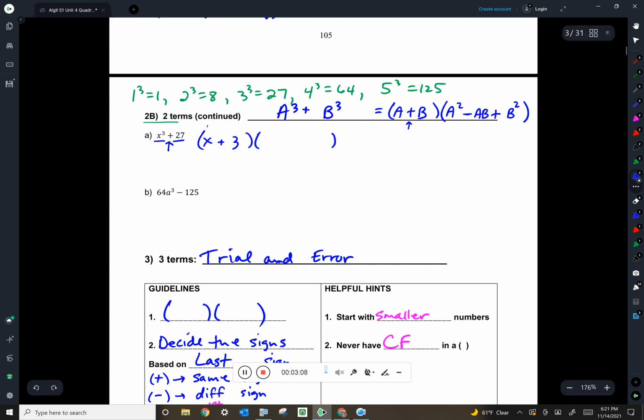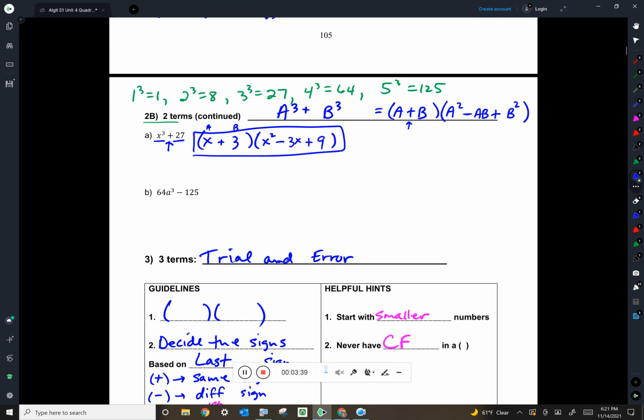So in this case, my a was the x and my b was the 3. So for this parenthesis, a squared would be x squared. So since that's a plus, that means this is a minus. The middle term is a times b, so x times 3 is 3x. The next one is always a plus, and then I need the b squared, so 3 squared is 9. And I don't have to check anything, I just have to fill into my formula.